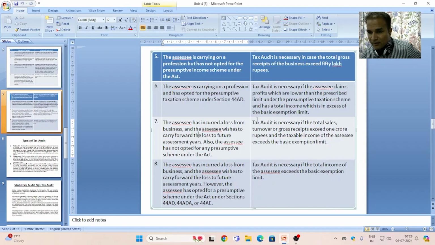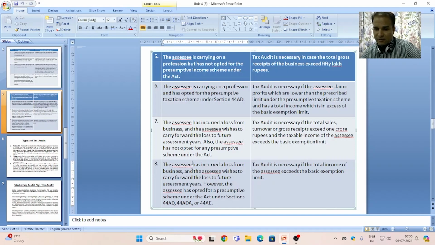Then tax audit is necessary if the total sales, turnover, gross receipt exceeds 1 crore rupees and the taxable income of the SSC exceeds the basic exemption limit. Here we include both total sales, turnover, gross receipt and taxable income of the SSC. Total sales, turnover, gross receipt are compared with 1 crore rupees and taxable income with the basic exemption limit.